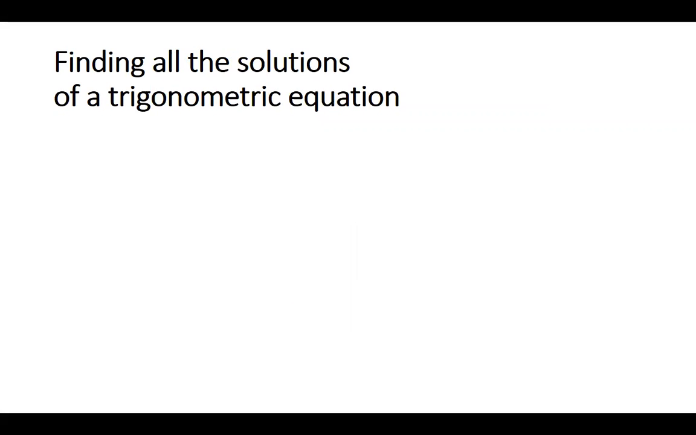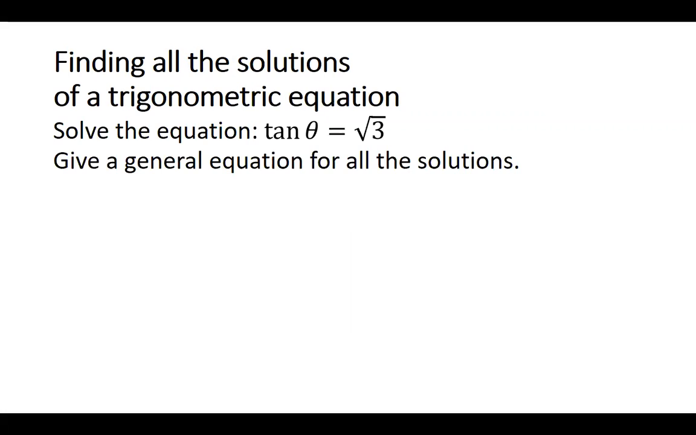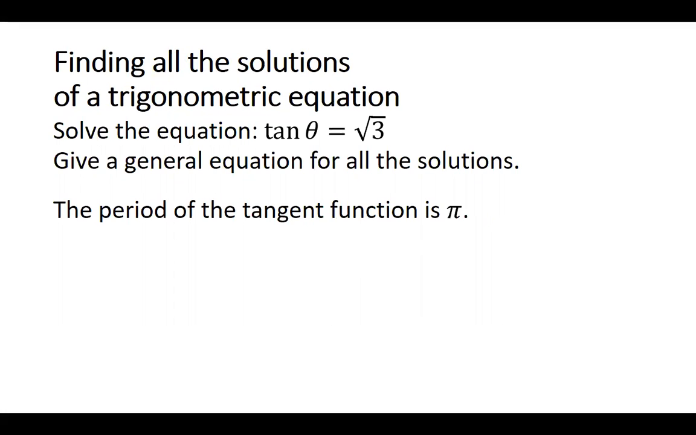So now that we've plugged in to see, is this a solution? How do we find all the solutions of a trigonometric equation? So solve the equation tangent theta is equal to the square root of 3 and give a general equation for all the solutions. Well, we know the period of the tangent function is pi, which means that if we find a solution for it, it's going to replicate every pi. So add pi to it and we're going to get another solution.